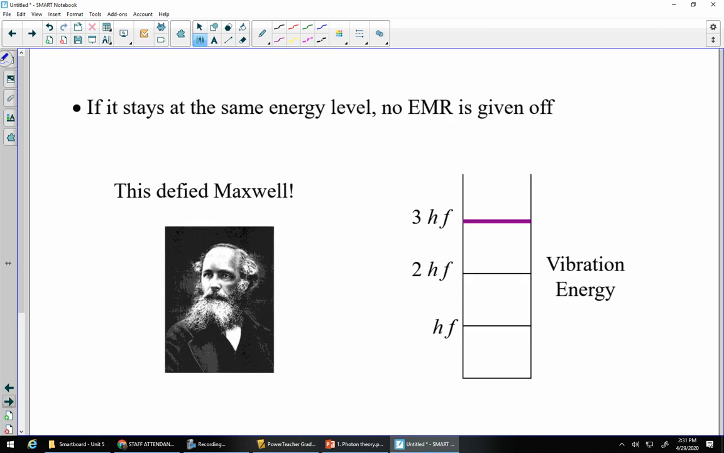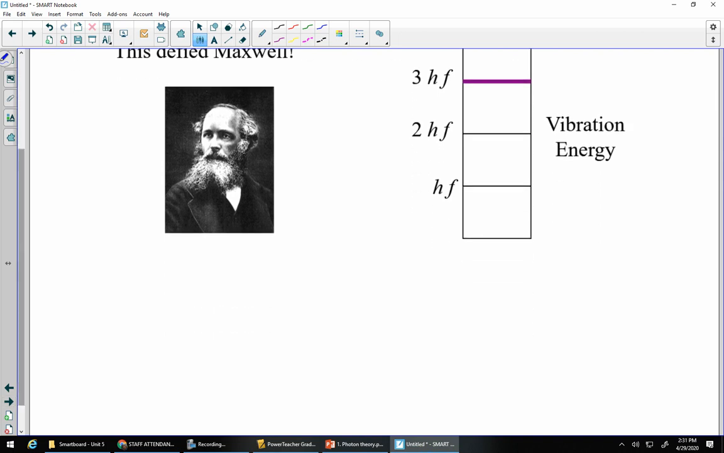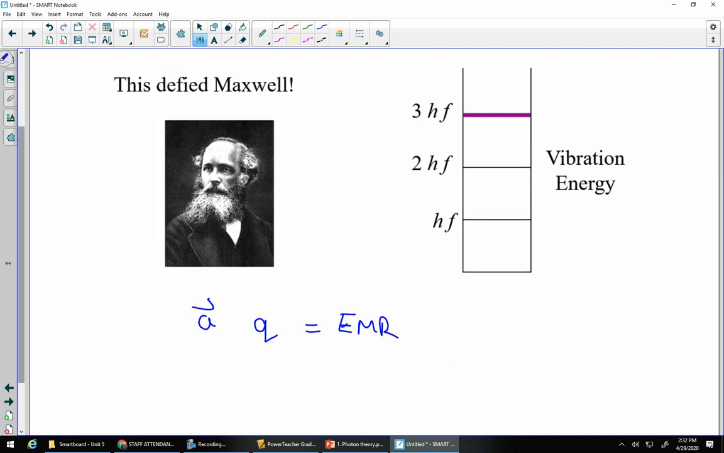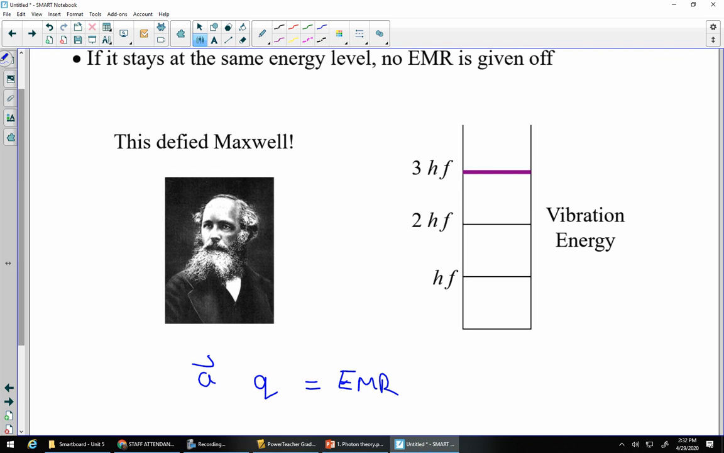Now here's the sort of thing that changes a little bit. Remember Maxwell's laws of electromagnetism essentially said that accelerating a charge equals EMR, right? So realistically, it doesn't matter what vibrational energy we're at. If an atom is vibrating back and forth, we should be giving off energy, right? We should be giving off EMR.